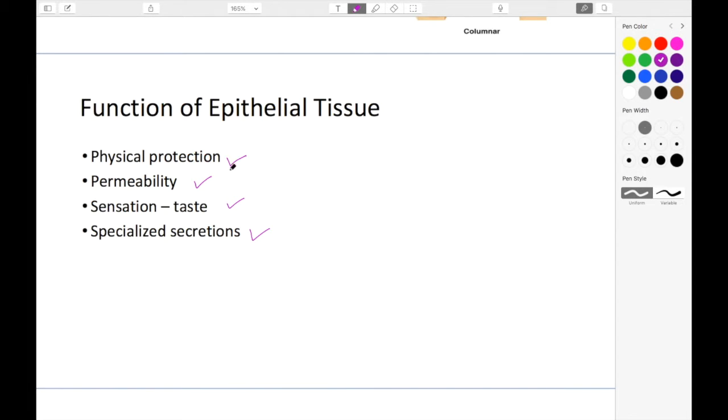But physical protection, like skin; permeability, right, allowing diffusion, like in the lungs; sensation, like taste in the taste buds on your tongue; specialized secretions, right, like secretory glands in this scenario.